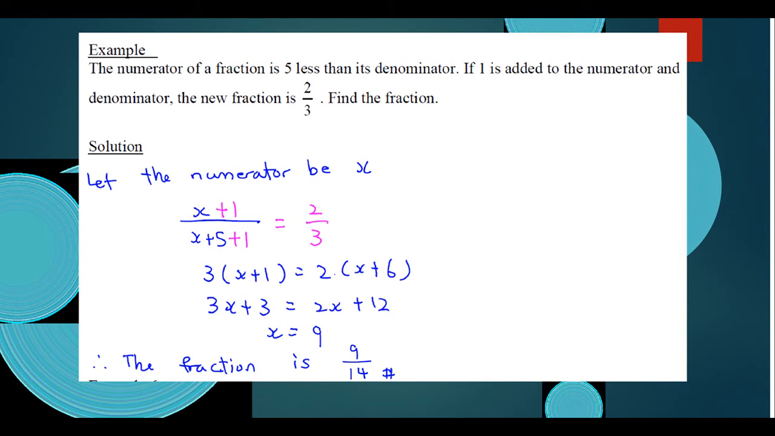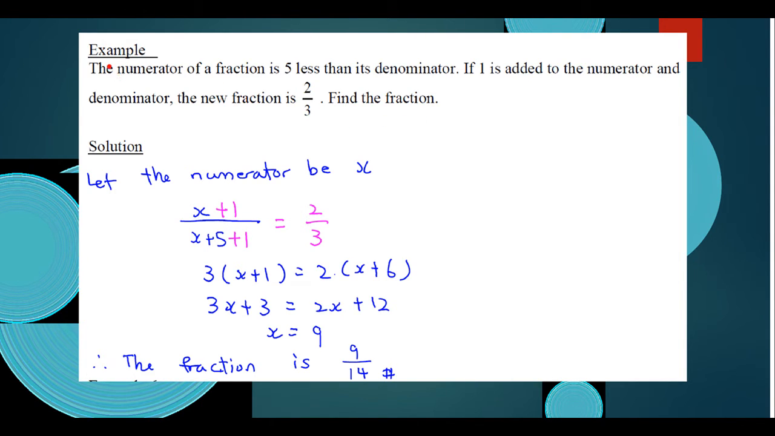Let's move on to the next example. In this example, it says that the numerator of a fraction is 5 less than its denominator. If 1 is added to the numerator and denominator, the new fraction is 2/3. Find the fraction.